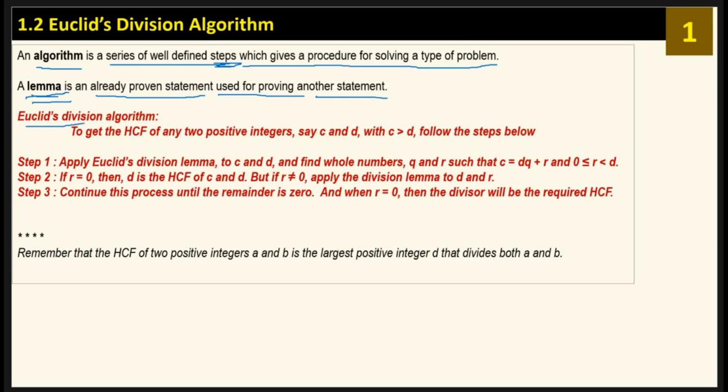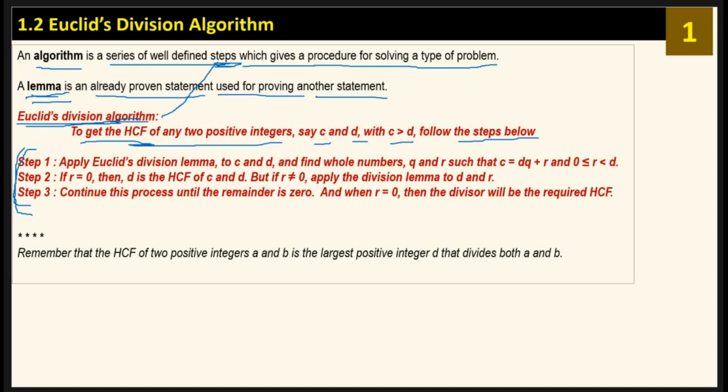Now we go to Euclid's division algorithm. Note that this is an algorithm, so it will have some steps. So in the case of Euclid's division algorithm, we have these steps. And what does Euclid's division algorithm state? It states that to get the HCF, the highest common factor, of any two positive integers, say C and D, where C is greater than D, we can follow these steps.